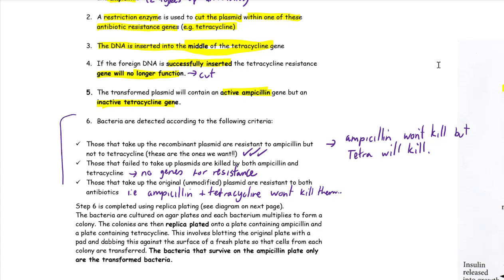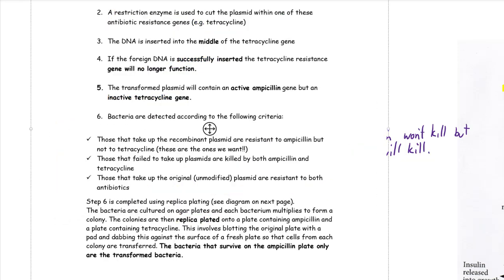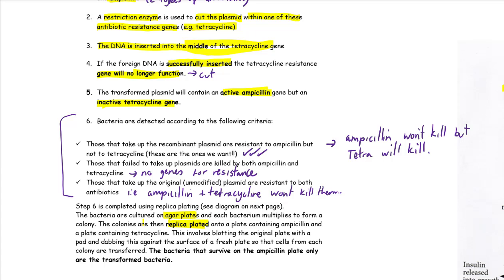So to work out this part and how we actually work out which ones have been transformed, we basically need to subject them to ampicillin and tetracycline. And to do that, we have to carry out a process called replica plating. Now, if we have a little look at this, this is how it's done. So the bacteria are cultured on agar plates, which we'll remember is a little jelly which is inserted into a petri dish, and it contains all the nutrients for the bacteria to grow. So if the bacteria are placed on the agar plate in a petri dish, the bacteria will multiply to form a colony, which is basically just a little cluster of bacteria.